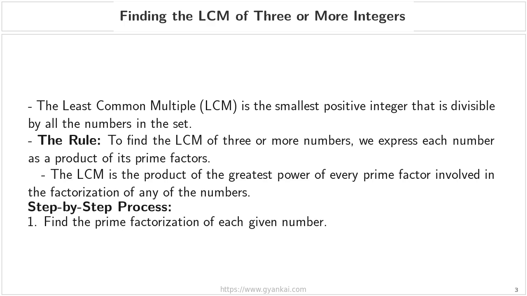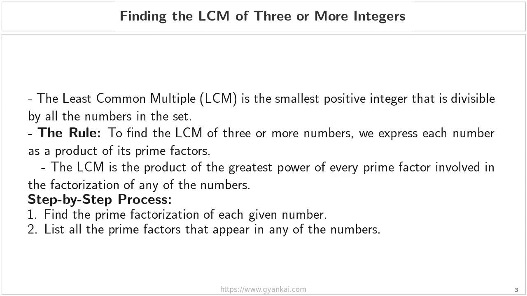To make sure you don't miss anything, let's follow this 4-step process. First, perform the prime factorization for each of your given numbers. Second, create a complete list of all the prime factors that appear in any of those numbers.